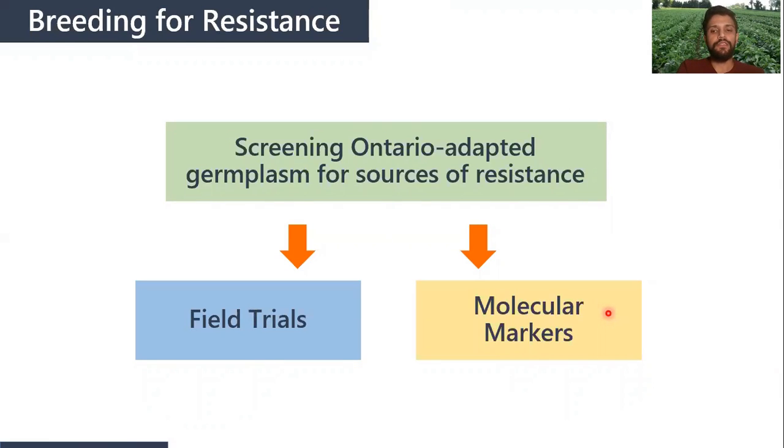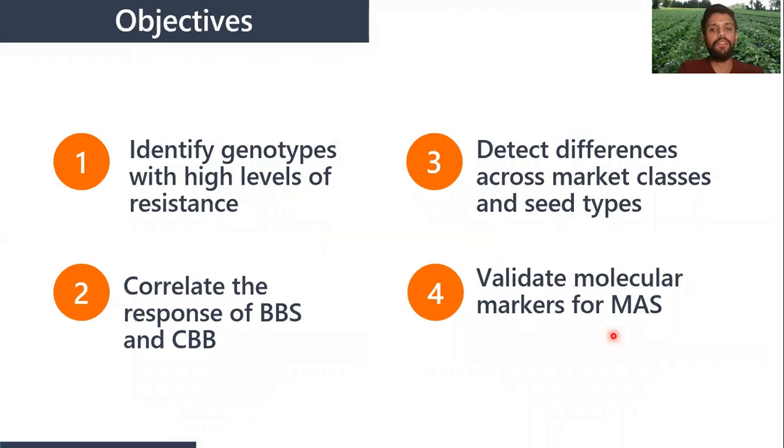In order to breed these genetically resistant cultivars, we first need to identify sources of resistance in our germplasm. And we've been doing this by evaluating genotypes in the field, and also using some molecular markers that have been shown to be good predictors of disease response. With that in mind, the objectives of our study were to identify genotypes with high levels of resistance, to correlate the response of brown spot and common blight, to detect differences across market classes and seed types, and to validate molecular markers to be used in marker-assisted selection.